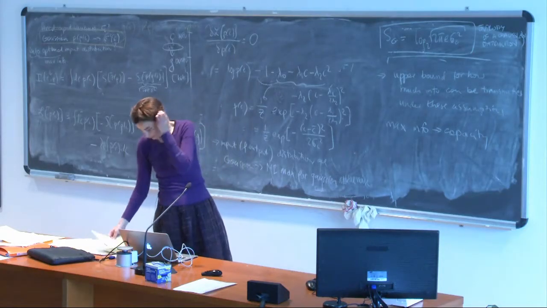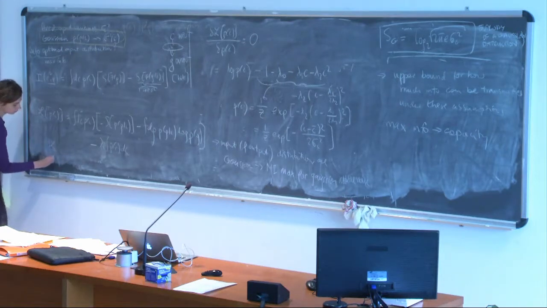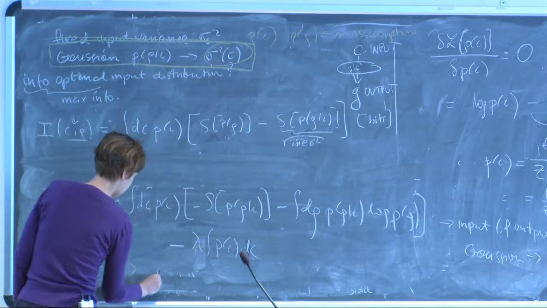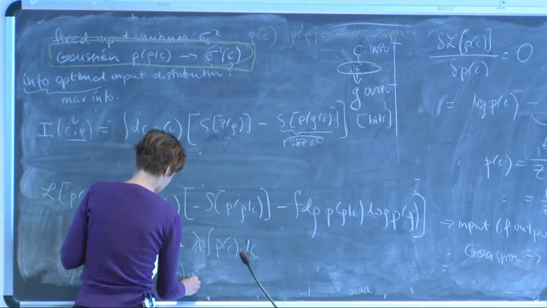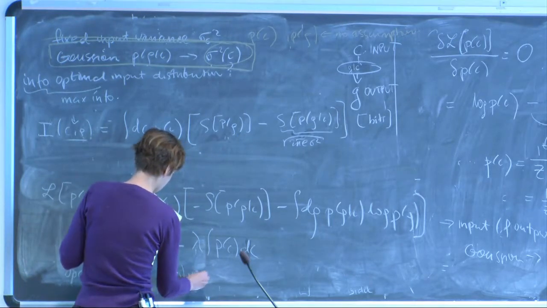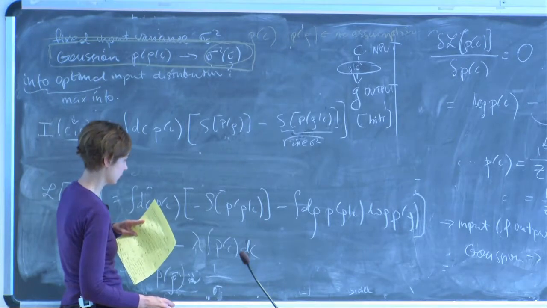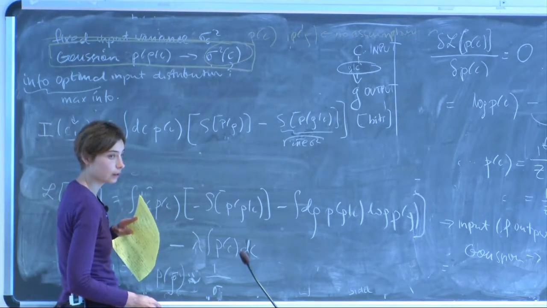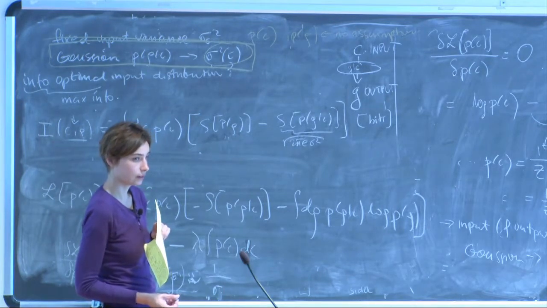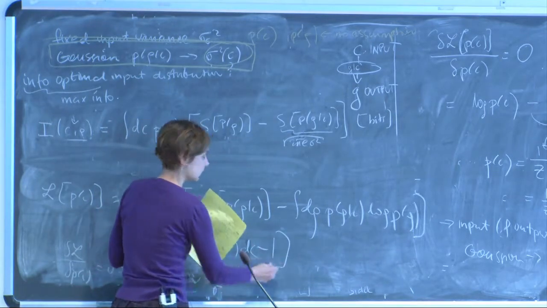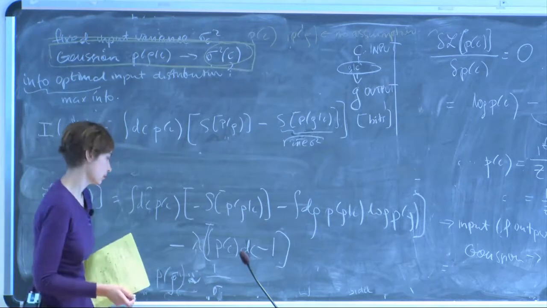And if you do this calculation, you're going to find that the optimal mean P of G goes as 1 over sigma. Why are you writing something like lambda times this norm plus the constant? Because you want your probability distribution to be normalized. Maybe you just write lambda and then minus lambda. Yeah, I can write this. But it doesn't matter because when I take the functional derivative, this is a constant. That's why I'm writing it.